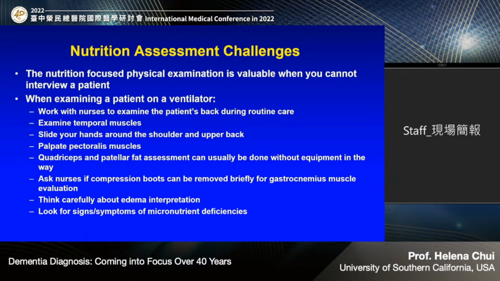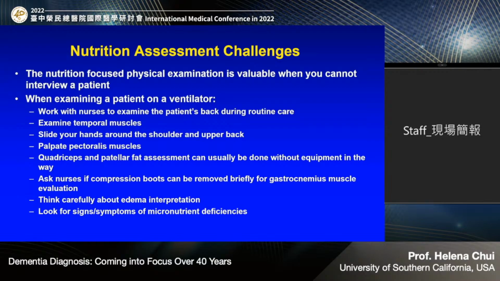So when the patient's getting turned or cleaned, you may be able to look at the back to look for muscle wasting, fat wasting, and signs of micronutrient deficiencies. You usually can easily examine the temporal muscles, and you can slide your hands around the shoulder and upper back to feel the trapezius and deltoid muscles. You can palpate the pectoralis muscles. You can usually easily look at the quadriceps and patellar fat assessment. This usually can be done without equipment in the way.